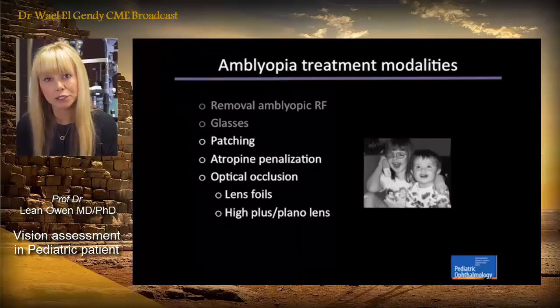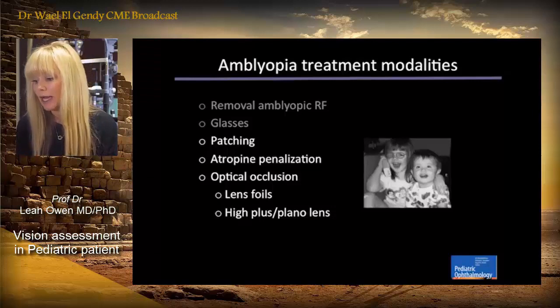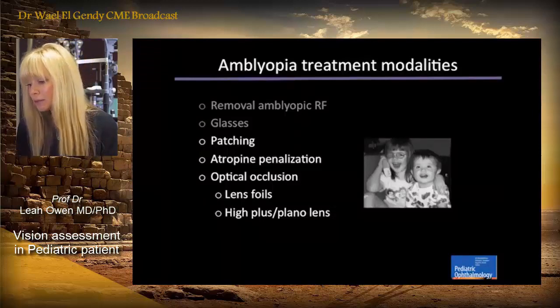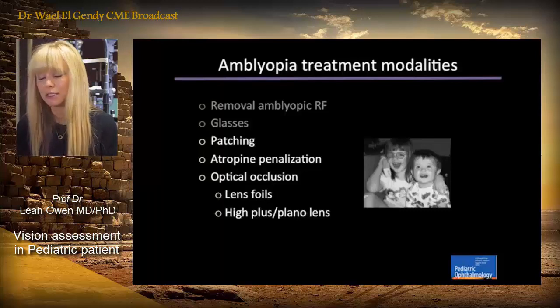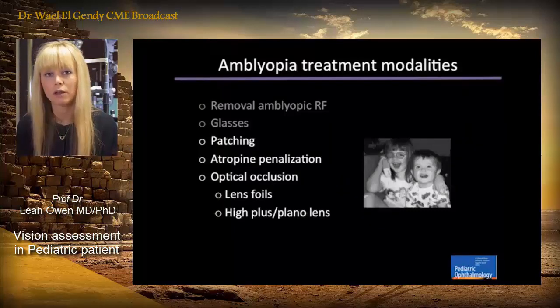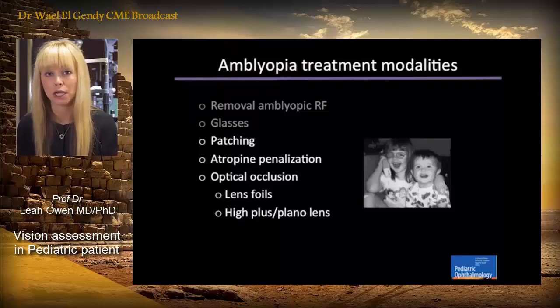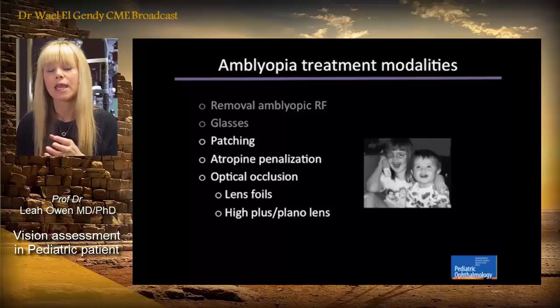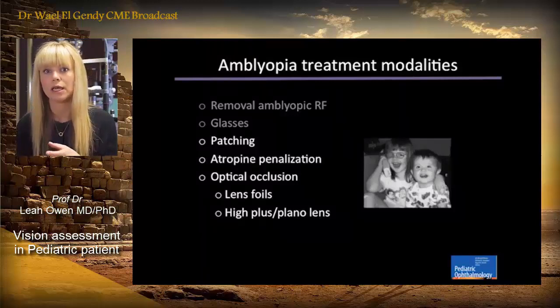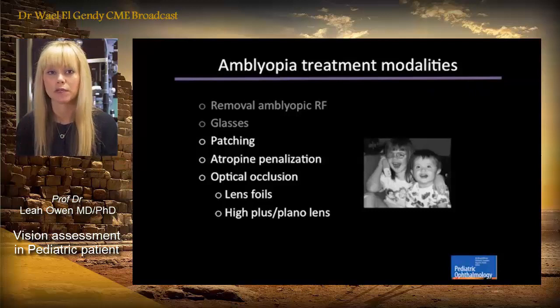Well, we have patching therapy, we have atropine penalization, we have optical occlusion, as you can see here, but the theme for all of these is that we're occluding the stronger eye so that the child uses the amblyopic or weaker eye. Amblyopia is fundamentally a decreased communication between the weaker eye and the brain because that eye's been disadvantaged because of strabismus, because of a cataract, because of a higher refractive error.